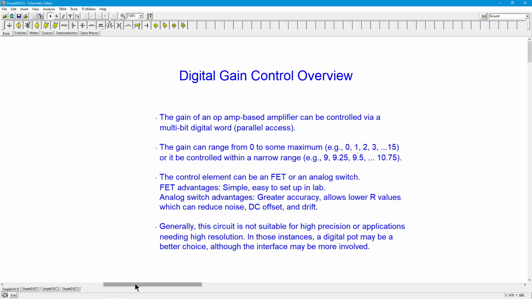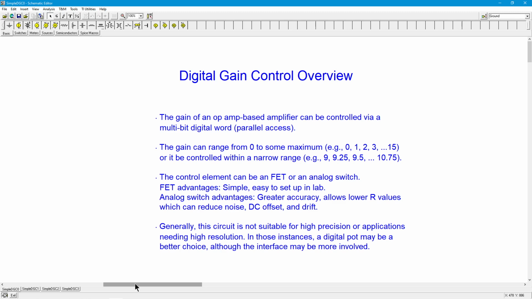Now, the control element is really important in here. You're going to need a control element for every single bit that you're switching. So if you want a 4-bit system, you're going to need 4 control elements. Now, you can use FETs. That's sort of an obvious thing. Or you can use an analog switch. What's the difference? Well, if you're going to use a FET, what I'm going to do here is use P-channel JFETs, primarily because they're readily available. It's a simple sort of circuit setup. It's easy to set up in lab. Why not? It does have some disadvantages.